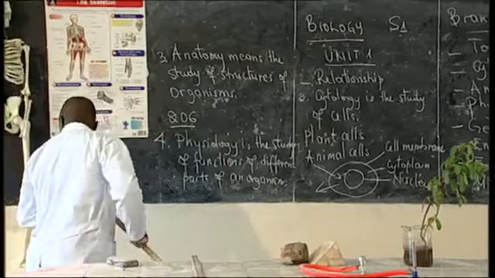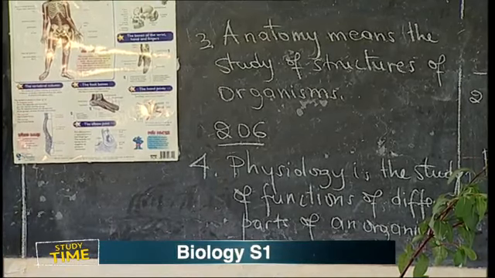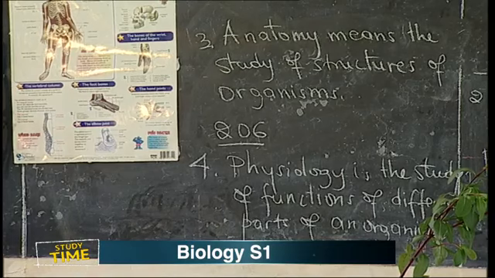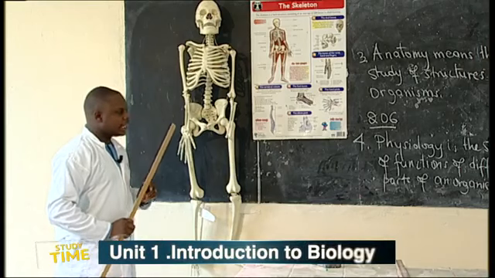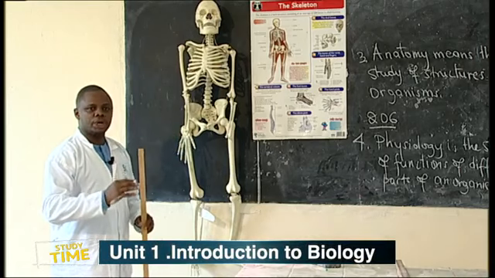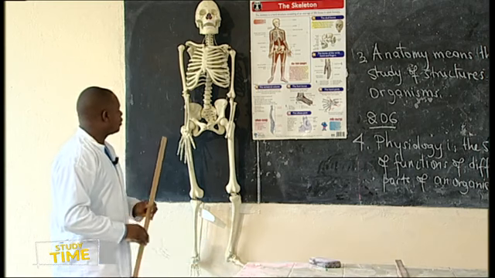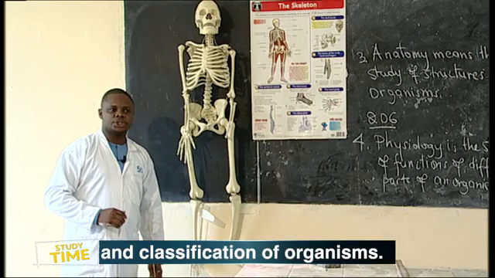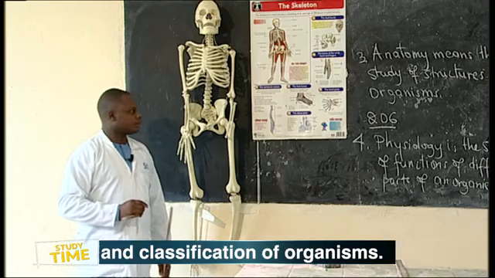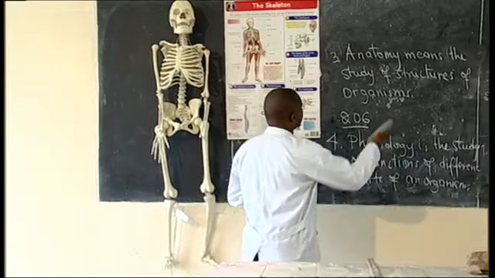Take an example here. We have talked about human skeleton. We have seen that in anatomy, we identify the structures, and then in physiology, we talk about functions of those structures. Example, we know one of the functions of the human skeleton is protection.